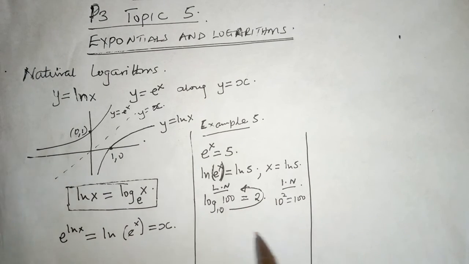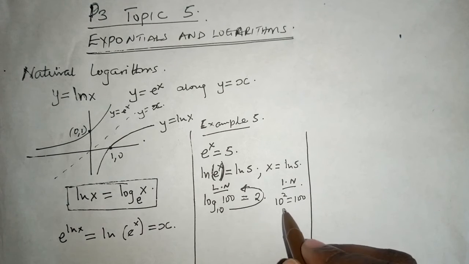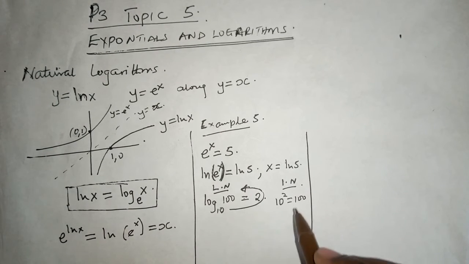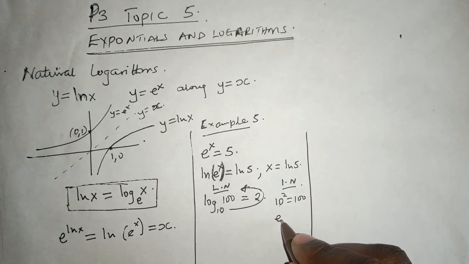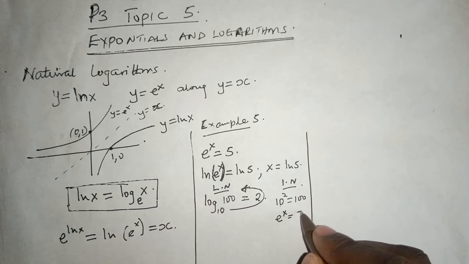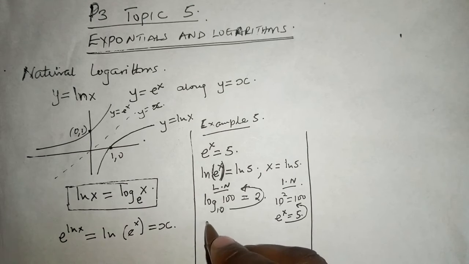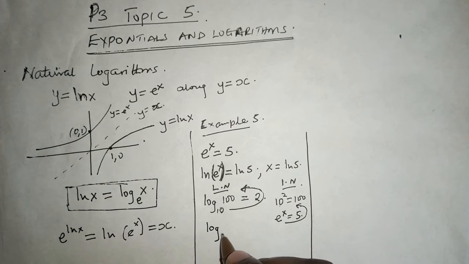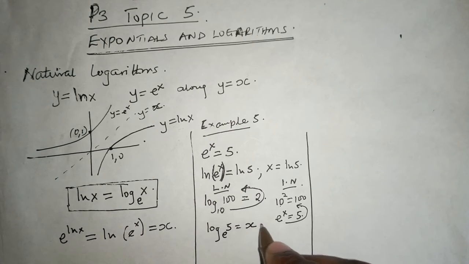And at the same time, our part A is exactly in this format. If you again talk about the anticlockwise movement, you will get back here and we say log to base 10 of 100 is 2. So if we have e raised to power x, which is equals to 5, anticlockwise, we are going to say log to base e of 5 is equals to x.